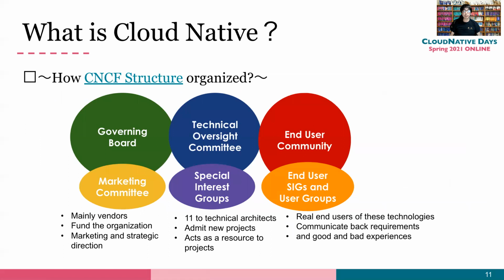How is the CNCF structured? It's mainly organized from the TOC, the governing board, and the end user community. The TOC consists of 11 technical architects and collaborates with neighboring organizations.